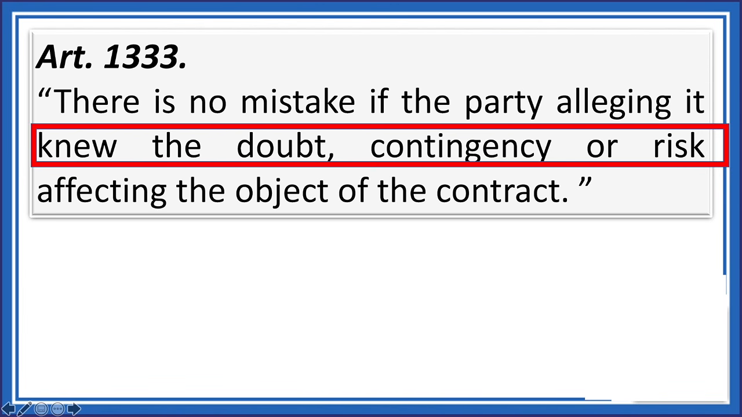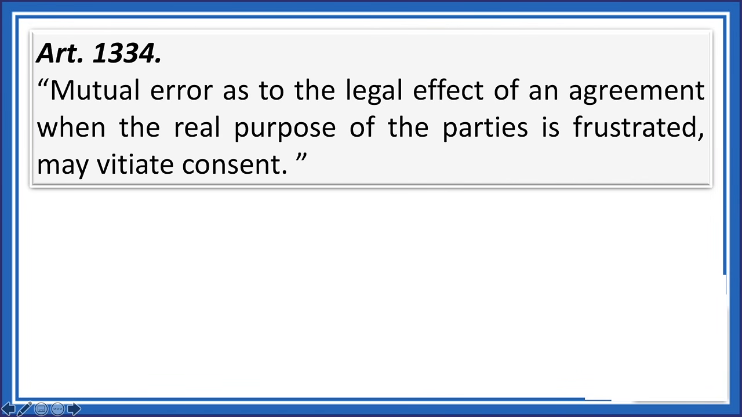Wala. Kasi in the first place, alam mo, and so you have assumed or you are willing to take the risk or the chance. Okay? So, it's as simple as that. Let's proceed with Article 1334. Article 1334 provides that mutual error as to the legal effects of an agreement with the real purpose of the parties is frustrated may vitiate consent.